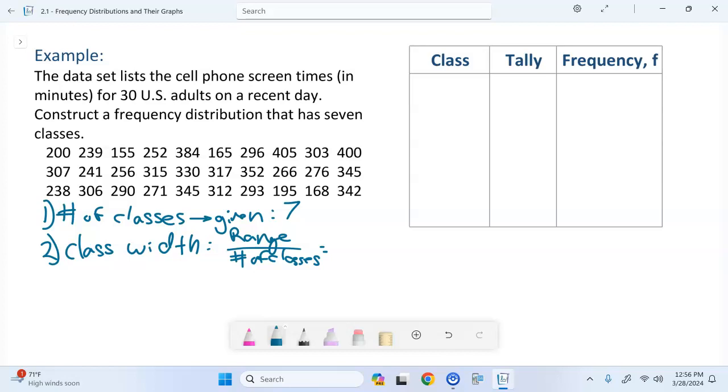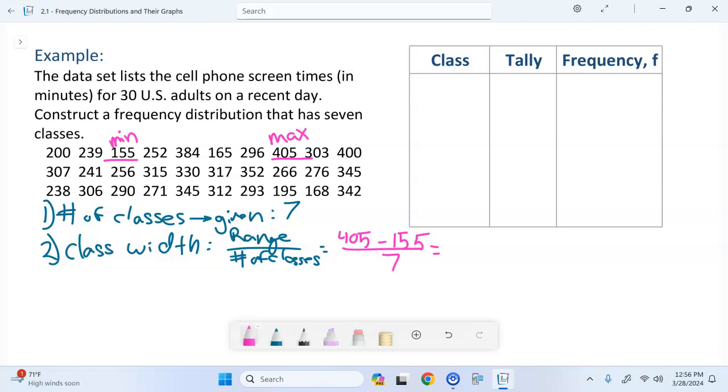So we need to look at that data set and find those two numbers. What is the minimum value of my data set? The smallest number that's there. 155. So we got 155, smallest number in that data set. What about the largest? 405. So we have a minimum value of 155 and a maximum value of 405. So to find our range, we subtract the two. 405 minus 155, and then divide it by the number of classes, which they told us was 7.